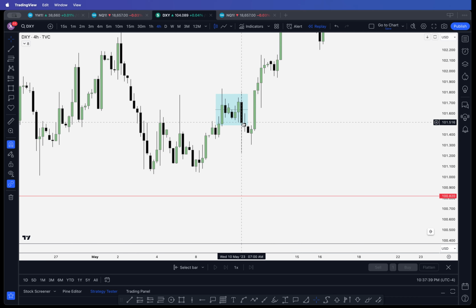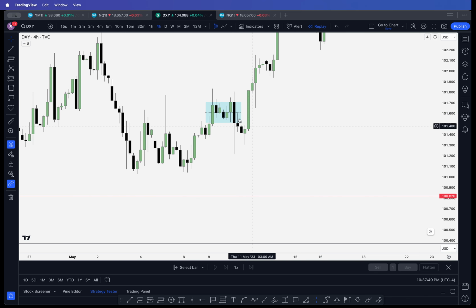Look at the bodies, accumulation, right? Are the bodies displacing outside the range? If I just drag this box to the body highs and lows, what do you see? Multiple candles inside. There we go. What's taken first?